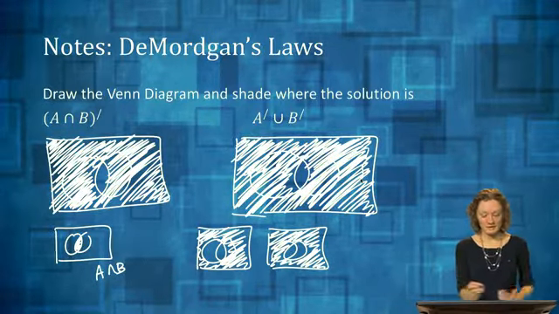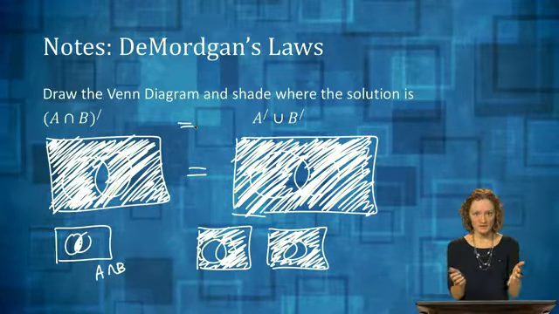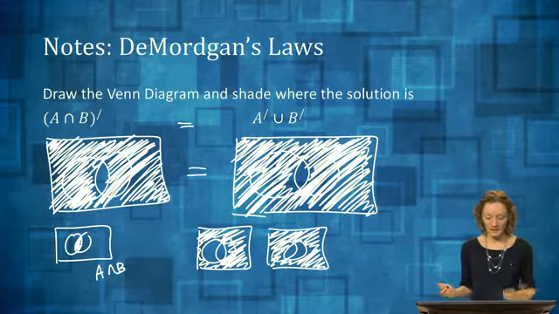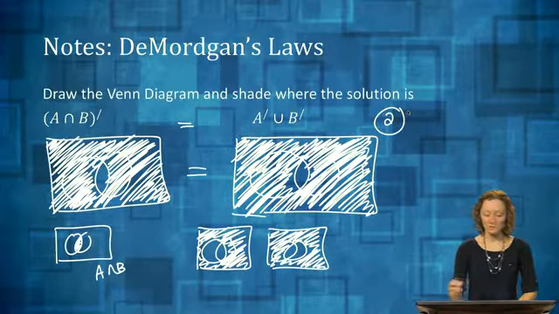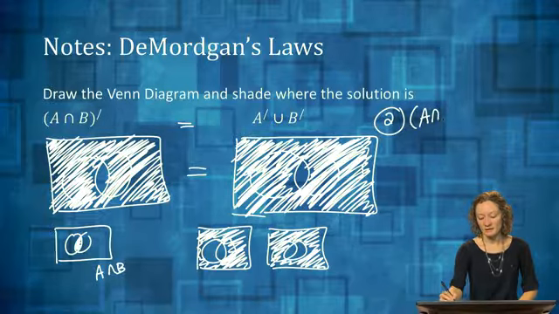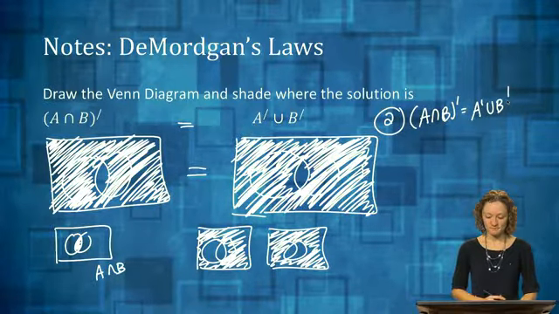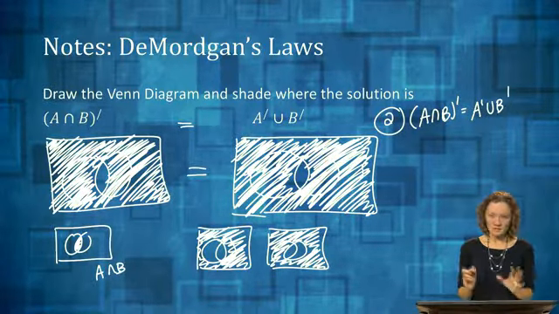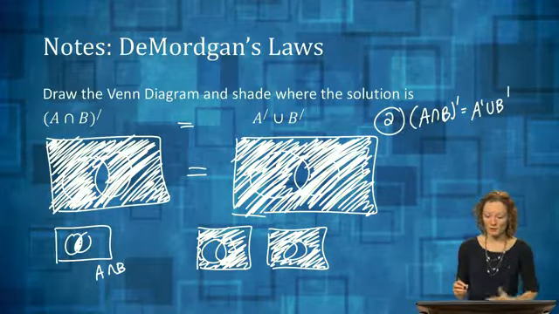So again, you can see that these two things are equal, which means that symbolically those two represent the same area. And so from here we have the second of De Morgan's two laws, that A intersect B complement is the same as A complement union B complement. So let me just point out that those are the two of De Morgan's laws in their purest form.